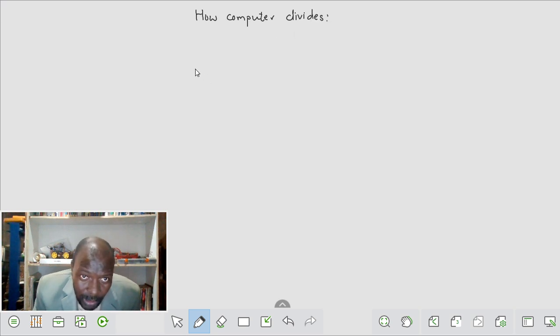What do we want to do? We want to load a dividend. Step 1, our dividend, let's take 1 1 0 0 1 1 that we've done already. Okay, this is our dividend. Then step 2, what are we dividing by? Let's say we divide by 1 1.